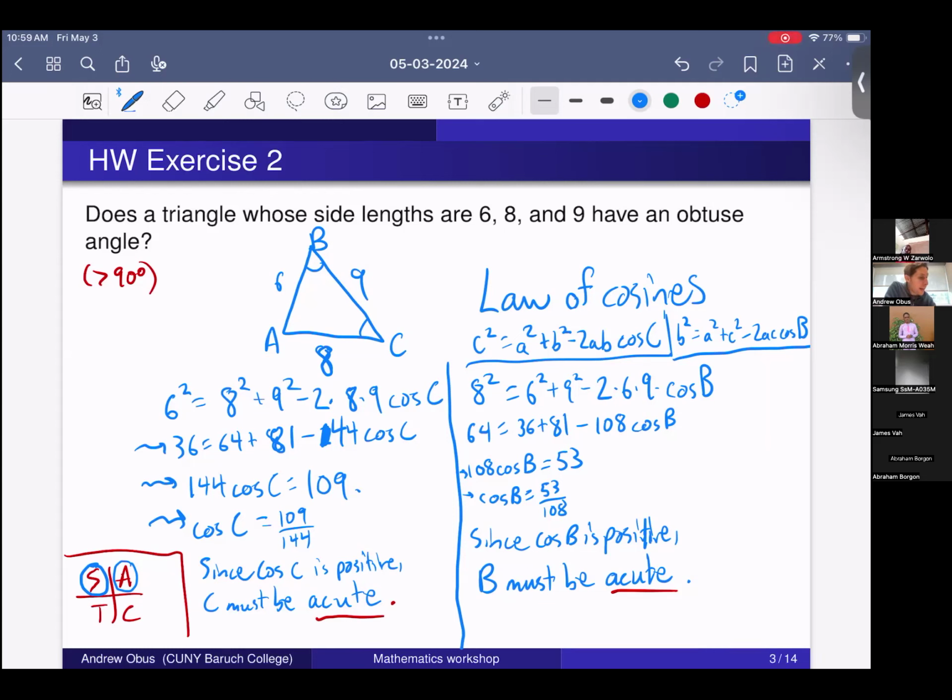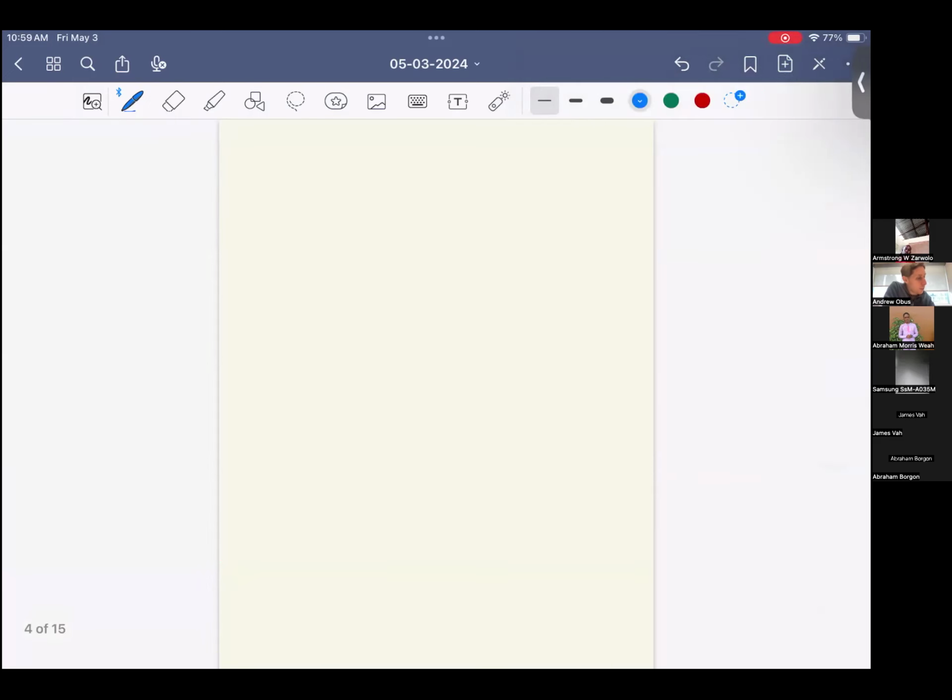So let's try with angle A now. This is the last one. I'm just going to redraw the triangle up here. So A, B, C, and this was 9, 8, 6. So for angle A, we have that a squared equals b squared plus c squared minus 2bc cosine A. You have the side that you're trying to figure out. That's always going to be the sum of the squares of the other two sides minus 2 times their product times cosine of your angle.